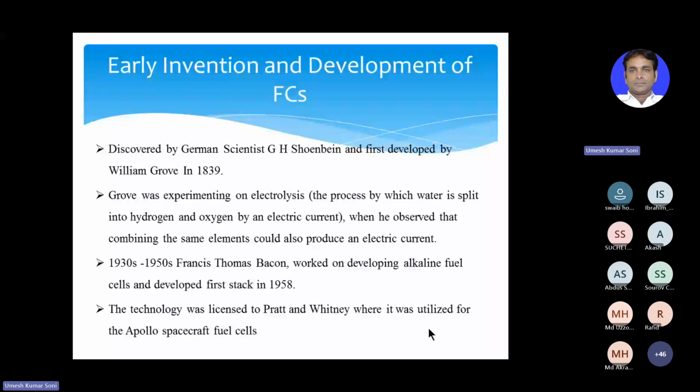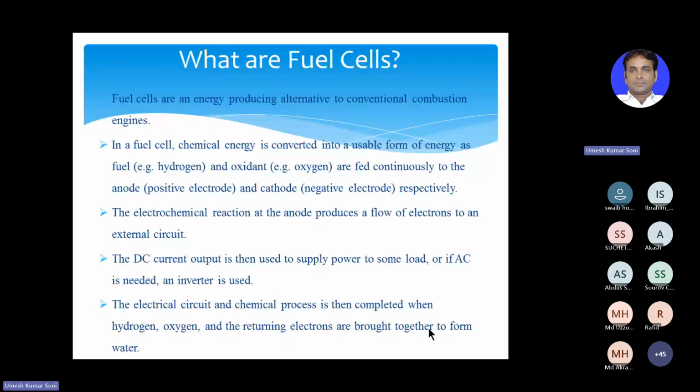From 1930 to 1950, Thomas Bacon worked on developing alkaline fuel cells and developed the first stack in 1958. The technology was licensed to Pratt and Whitney, where it was utilized for the Apollo spacecraft fuel cells. So what are fuel cells? Fuel cells are energy producing alternatives to conventional combustion engines. Means we are trying to replace the energy source in place of petrol or diesel. The fuel cell will be a better alternative for energy source.